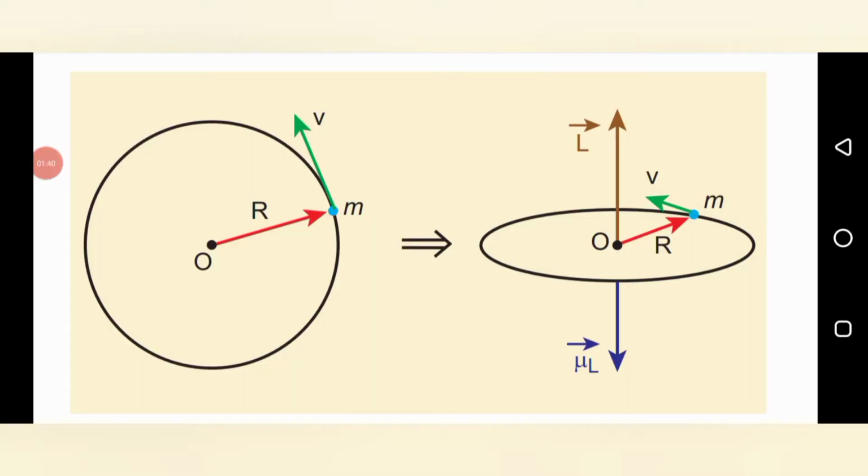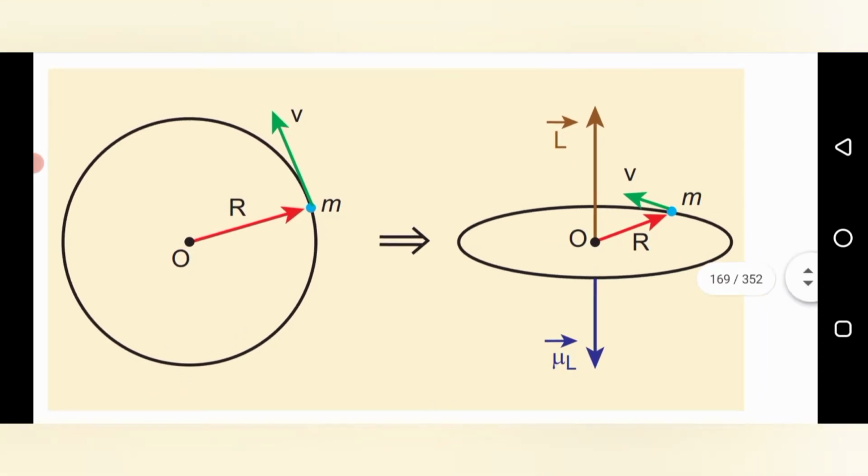Here see, two pictures are given. The first picture represents the electron revolving in a circular orbit. Here the electron is revolving in a circular orbit of radius R, and the center is denoted as O. The mass of the electron is considered as m, and it moves with the velocity v.